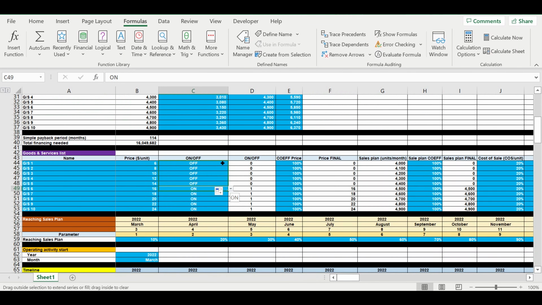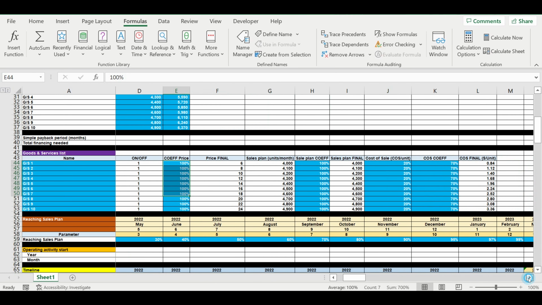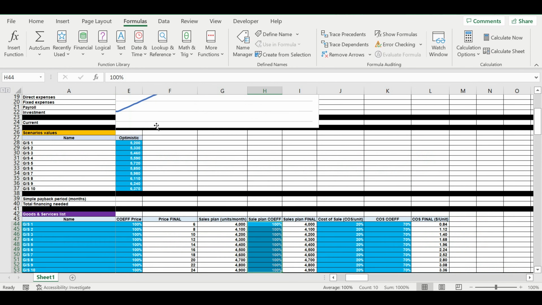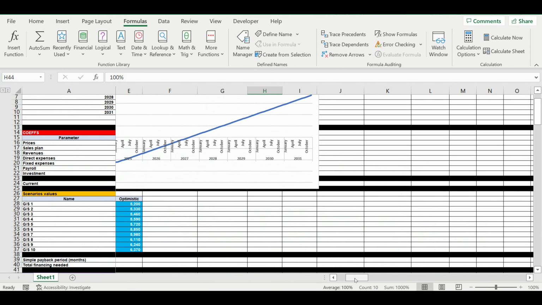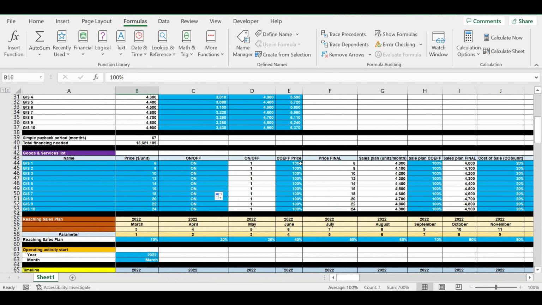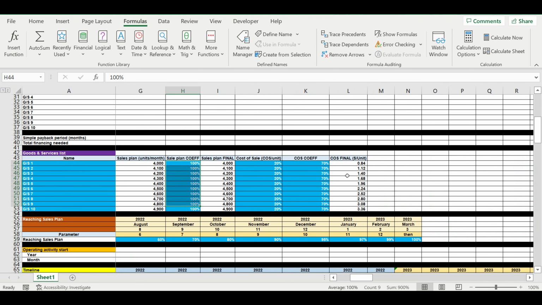We can also use coefficients specifically to play with a specific good or service, to increase or decrease prices, or to play with the sales plan for a specific good or service. Here are the specific coefficients. These coefficients are global, and we also have a bunch of local coefficients for prices, for sales plan, for cost of sales, for example.